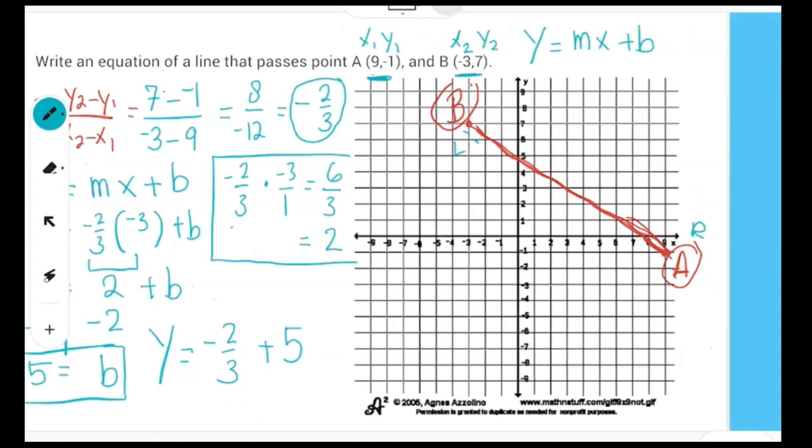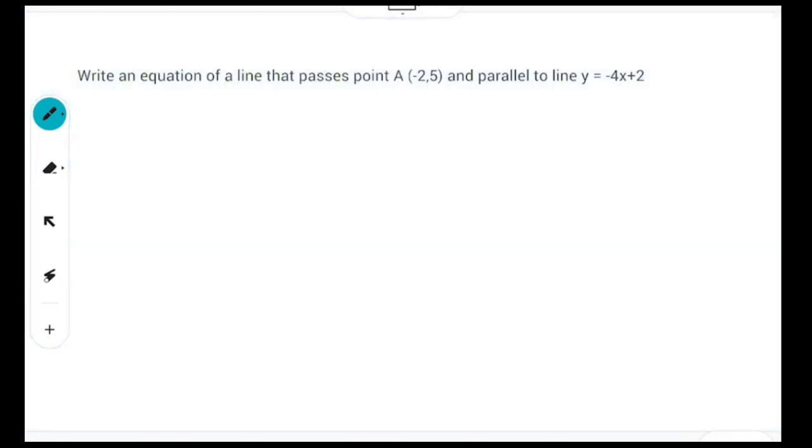Okay, next example. Write an equation of a line that passes through point A, (-2, 5), and is parallel to the line y equals -4x plus 2. Point A is this one, (-2, 5). Again, when we write an equation, we are going to write slope-intercept form, y equals mx plus b. That means you know that you need to find the m and the b.